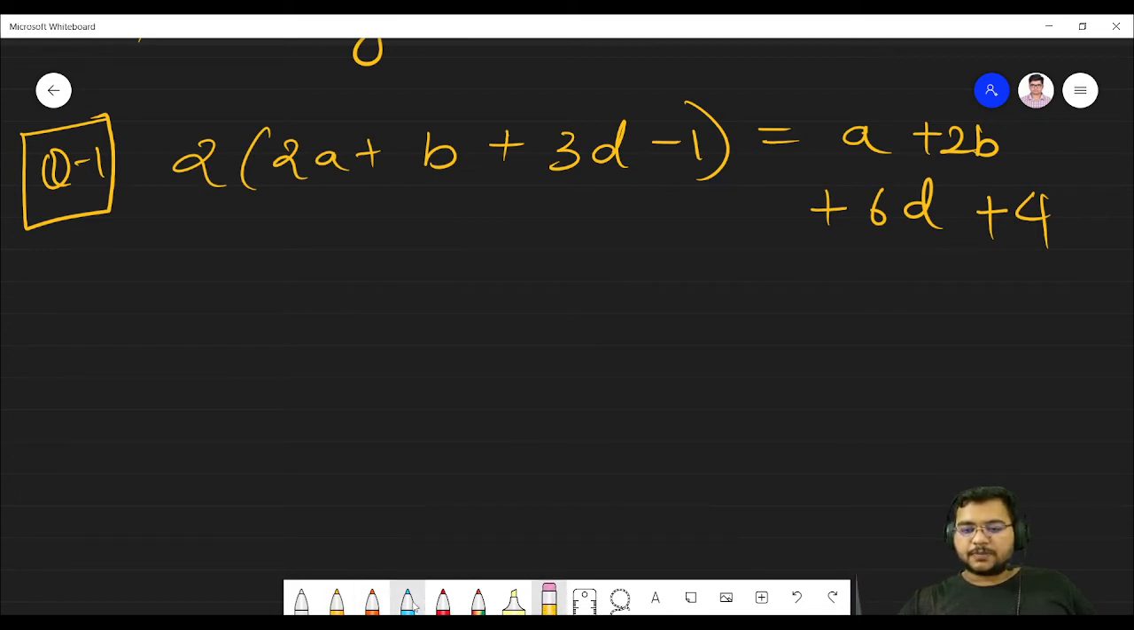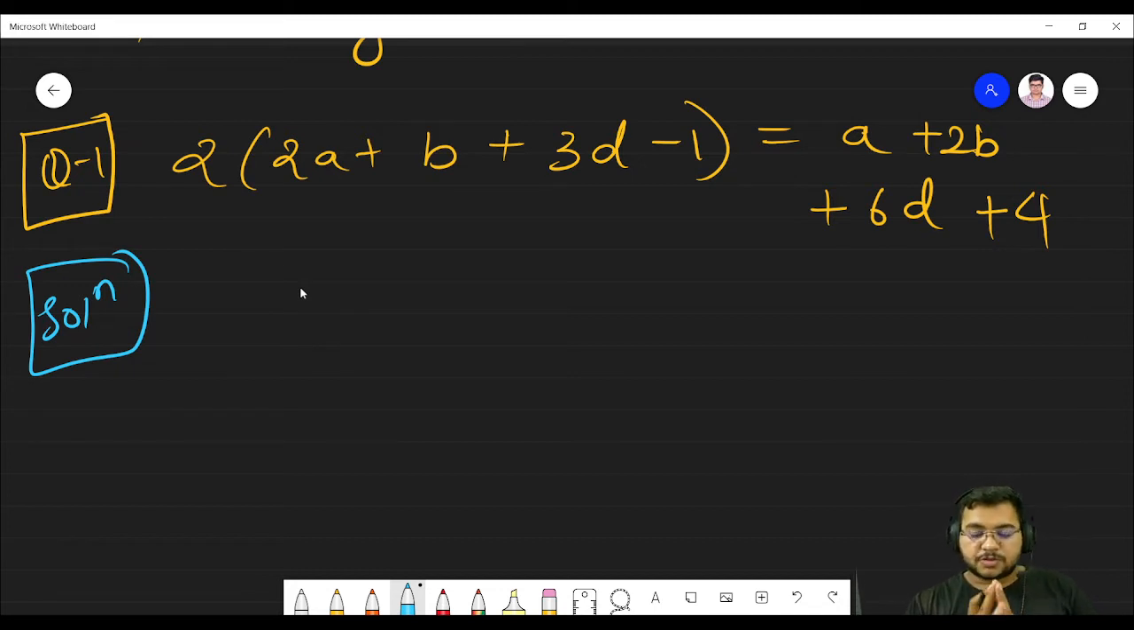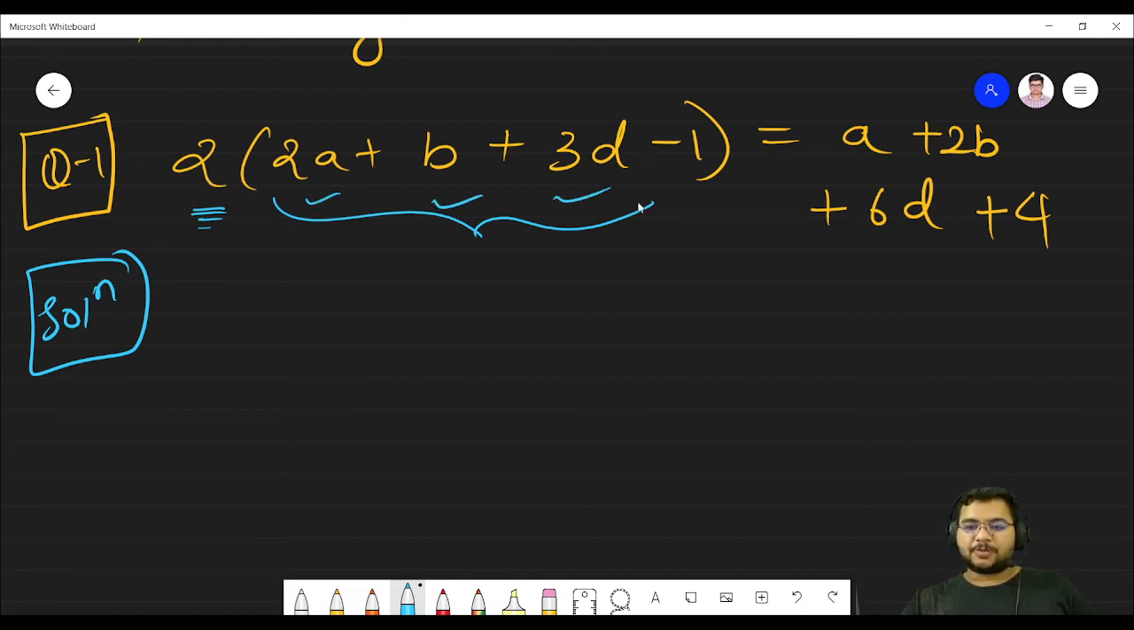Let's solve it. Solution. Now what we have to do here is, it's very easy. The first thing we'll do here is open and simplify it. If any brackets are present, then open the brackets and simplify it. So here this expression is multiplied by a 2, so we have to multiply 2 to each term of the expression.